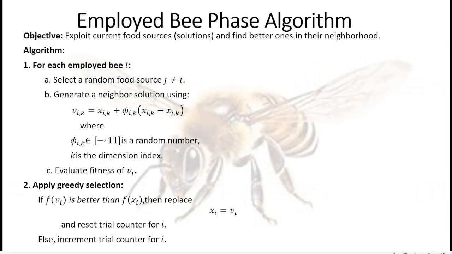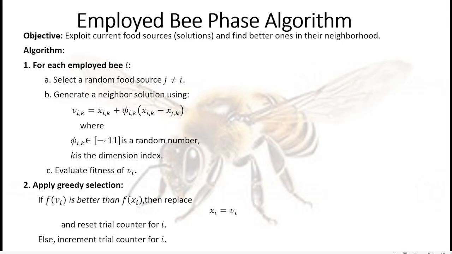So the first step in this algorithm is that an employed bee is linked to a specific food source xi. Next, the second step is to select a random food source xk. K is an index randomly chosen representing another food source, not equal to i. This introduces diversity and helps the bees explore new solutions.